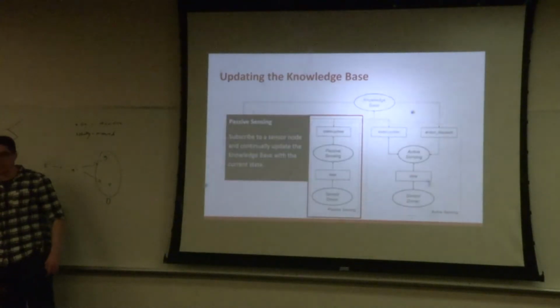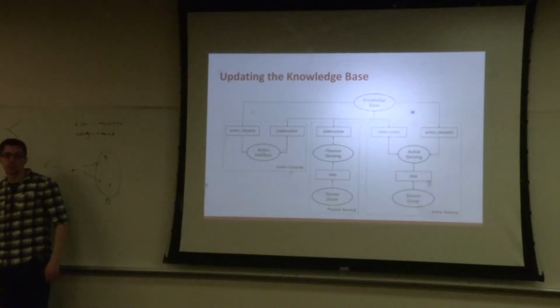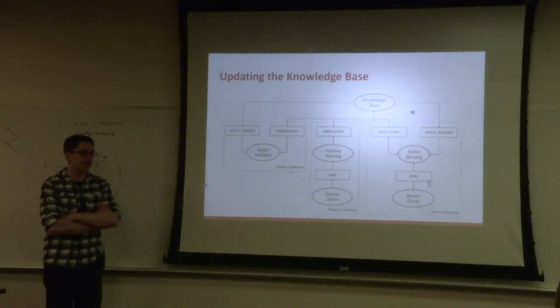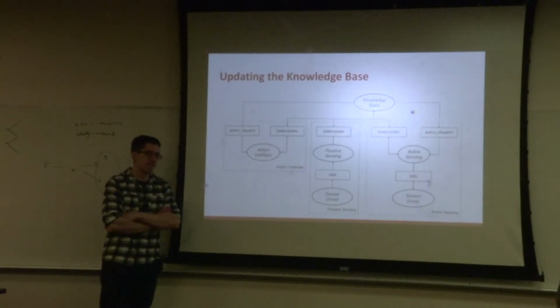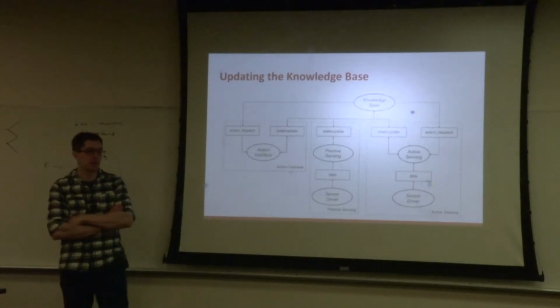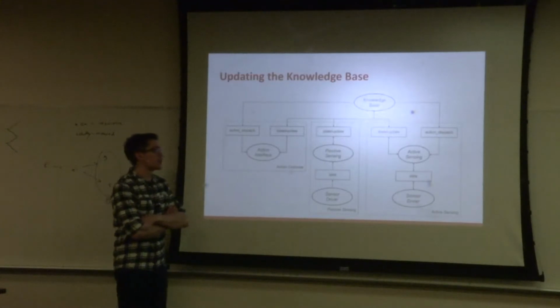Okay, are there any questions about these three? How do you, I guess, control access between, if you have a passive sensing and your action interface, you might get conflicting updates to a variable based on your dead reckoning facts?